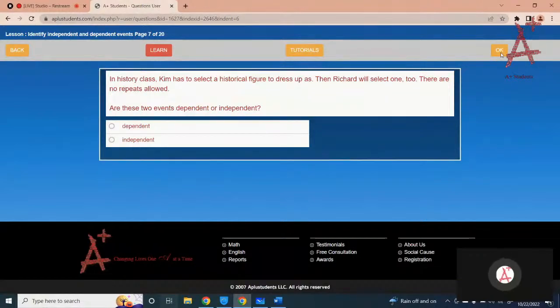In history class, Kim has to select a historical figure to dress up as. Then Richard will select one, too. There are no repeats allowed. Are these two events dependent or independent? They are dependent. Got it? Because they don't have to repeat the ones. So if one of them is selected by Kim, now Richard has to select the other one, not the one Kim selected. Got it? So they are dependent.